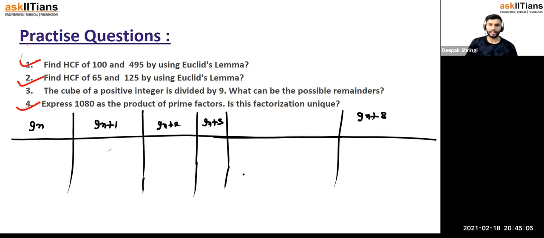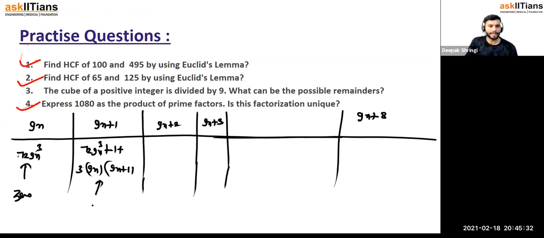Okay? Now in this case, if you take the cube of 9n, you get 729n cube, and that is divisible by 9, so the remainder would be 0. Now if I take the cube of 9n plus 1, what will come? Look, a cube plus b cube plus 3ab into a plus b, so we get 3 into 9n into 9n plus 1. If you divide this number by 9, the remainder would be 1.